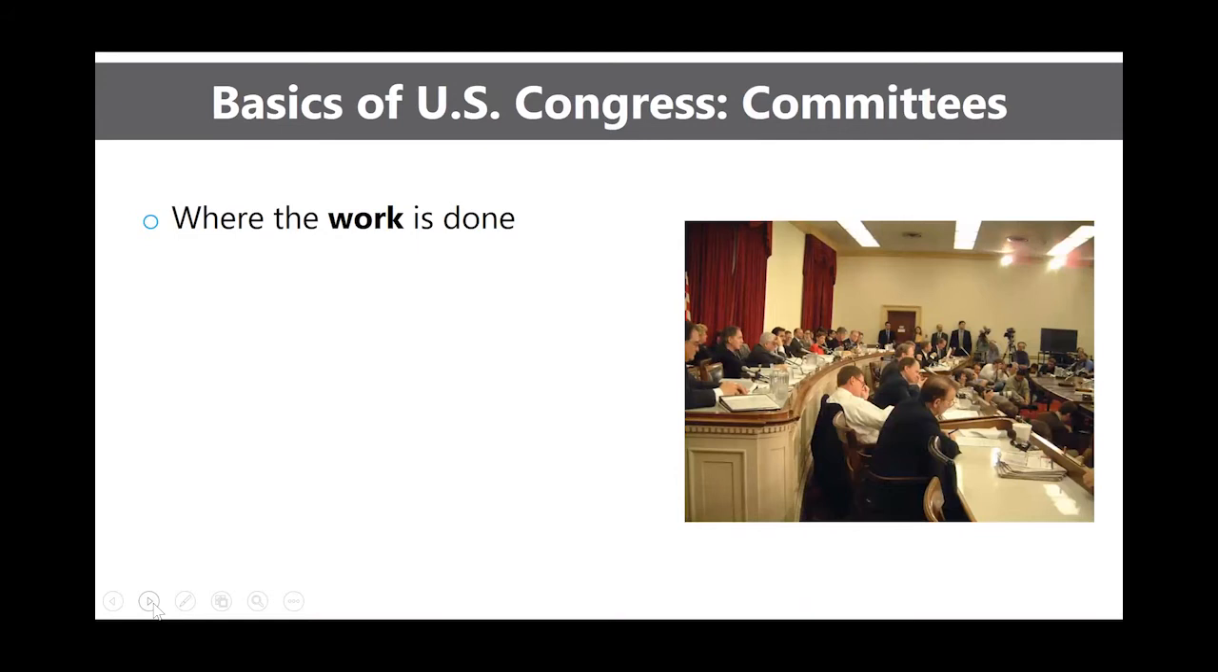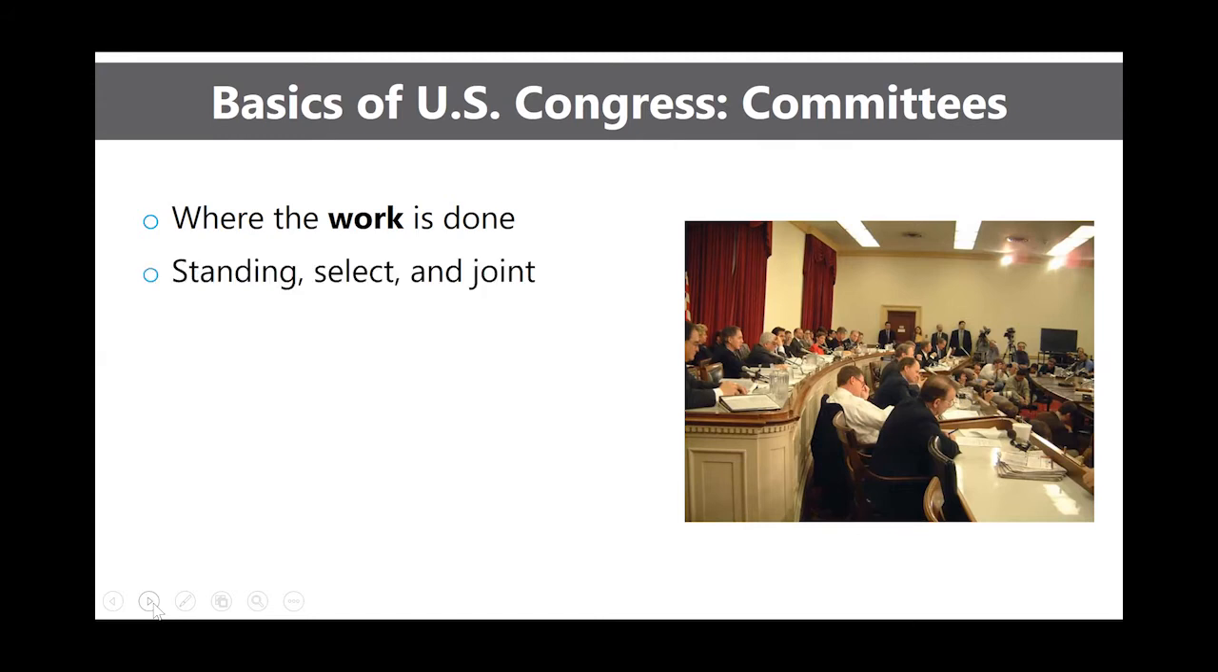Let's talk about where the work is done. In committee. Congress divides its legislative oversight and internal administrative tasks among 200 or so committees and subcommittees. Your member of Congress may belong to one or several committees, and it's important to note that this is where the real work is done.